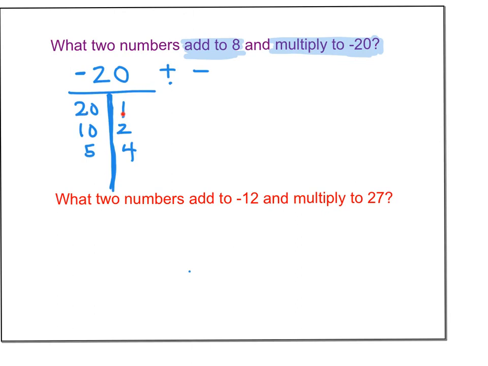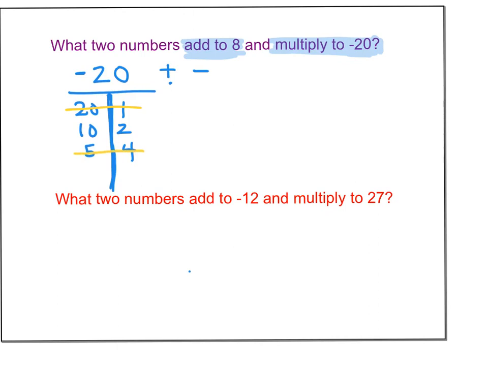20 minus 1 is 19. There's just no way that that's going to be adding up to 8. So let's get rid of that. If we jump down here to the 5 and 4, well, 5 plus 4 is 9, which is close, but it's not 8. 5 minus 4 is 1, so I'm really not seeing any way to get to 8, so I'm going to get rid of that option.